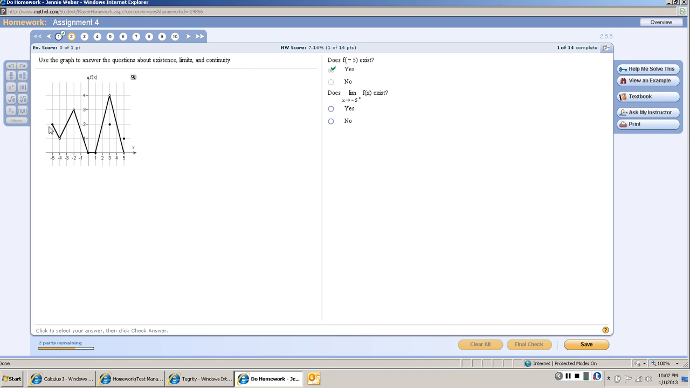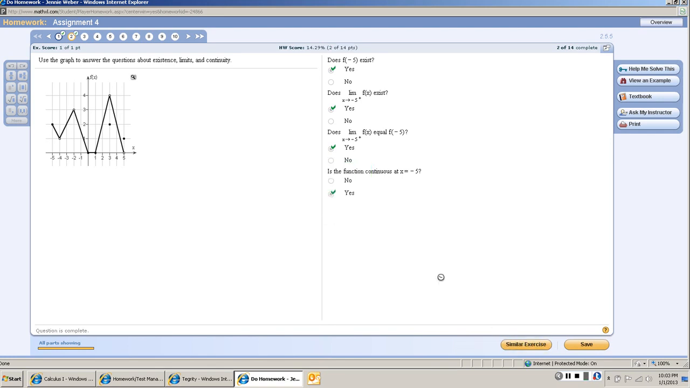Is it the same coming in this way? No, sorry, coming from the plus side. So coming in this way, yes, you can see it's coming in there. We have a limit. Okay, now does the limit of f of x equal what f of x at negative 5 equals? Yes, because it's there. If there had been a discontinuity there, it would be no. Is the function continuous at x equals negative 5? Yes, because we don't have to pick up our pencil there.